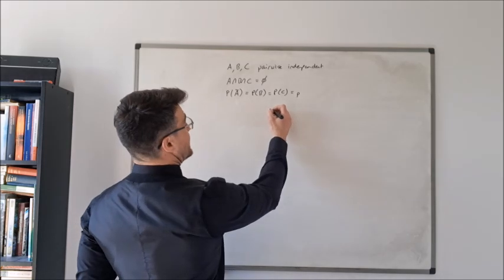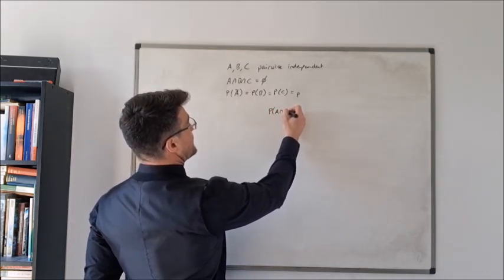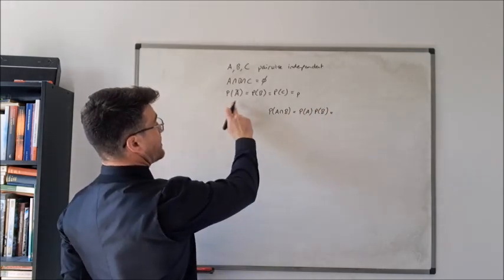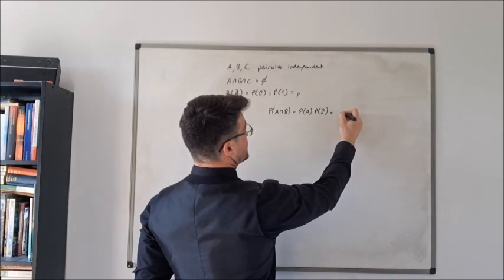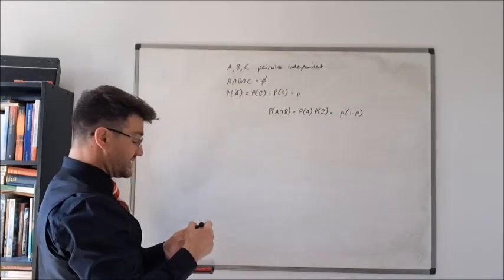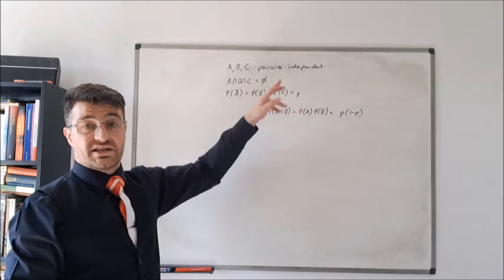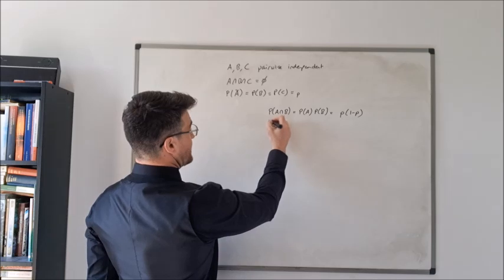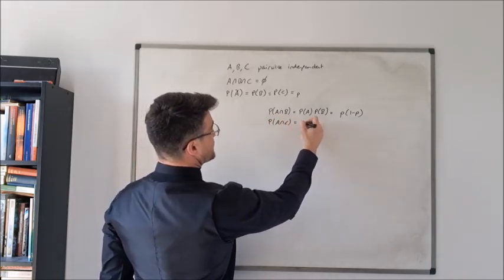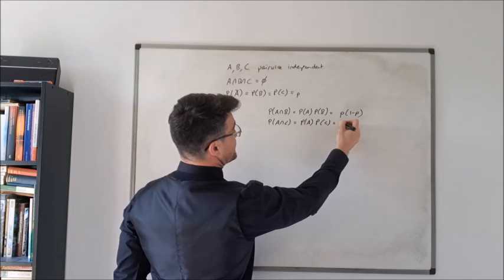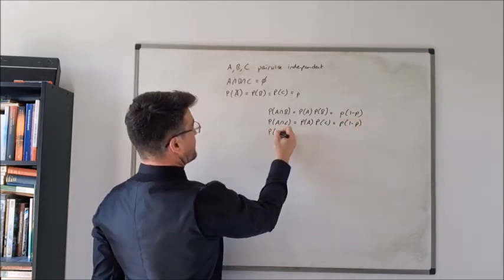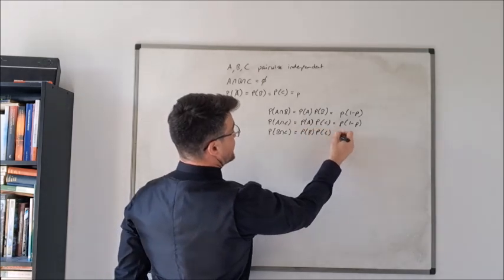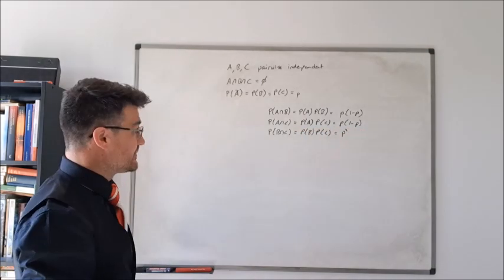Okay, so A, B, and C are pairwise independent. That means what? It means that the probability of A intersect B is equal to the probability of A times the probability of B, which, going by the information that we've been given here, is going to be equal to P times 1 minus P. So notice that the probability of the complement of A is equal to P, so that means that the probability of A is going to be 1 minus P. The probability of A intersect C is going to be the probability of A times the probability of C, which is likewise P times 1 minus P, and the probability of B intersect C is the probability of B times the probability of C, which is P squared. Easy peasy.